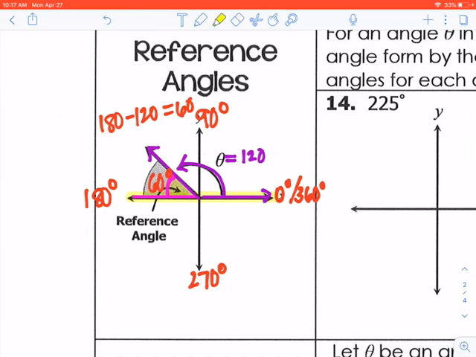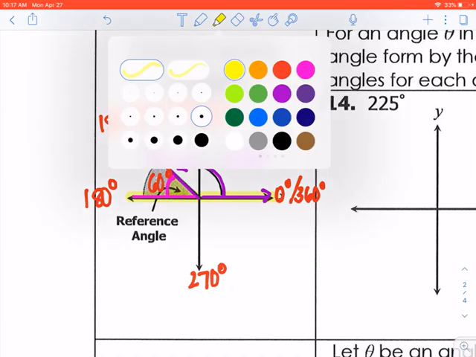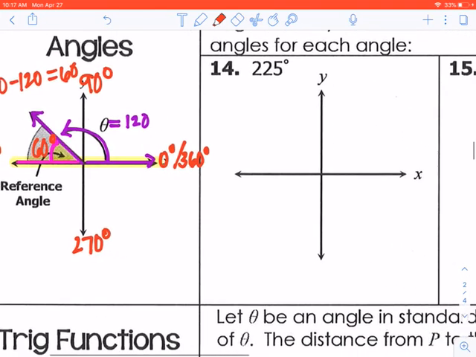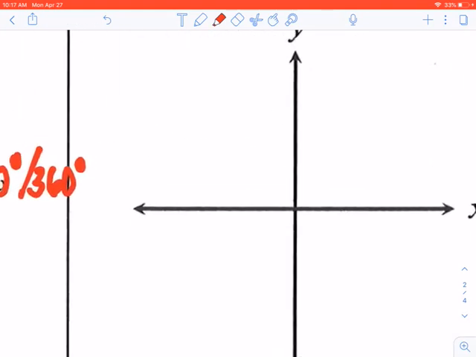A lot of people want to do it with this y-axis right here. They want to make an angle with this y-axis, and it's never going to happen with that y-axis. It's always with the x. And it's that acute angle, that very small angle with the x-axis. So let's do some examples of these.